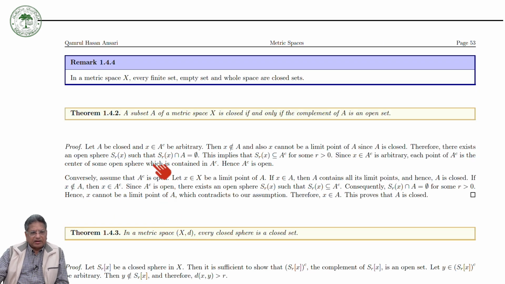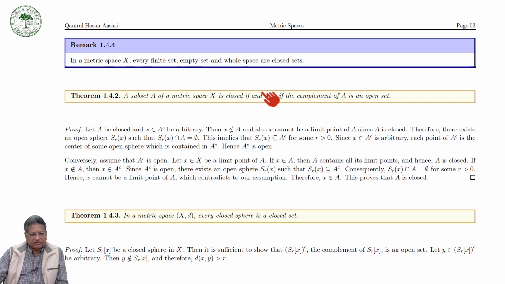Now here we have a remark. We say that every finite set, empty set, and whole set are closed sets. So every finite set, empty set, and whole set are closed. Now we can see very easily that in a metric space X, a set A is closed if and only if the complement of A is open. So this is very simple, very important.